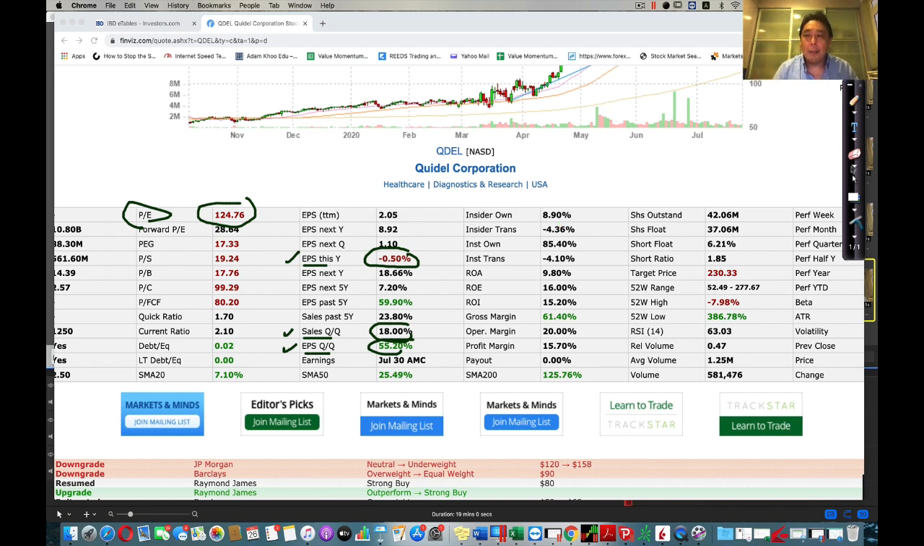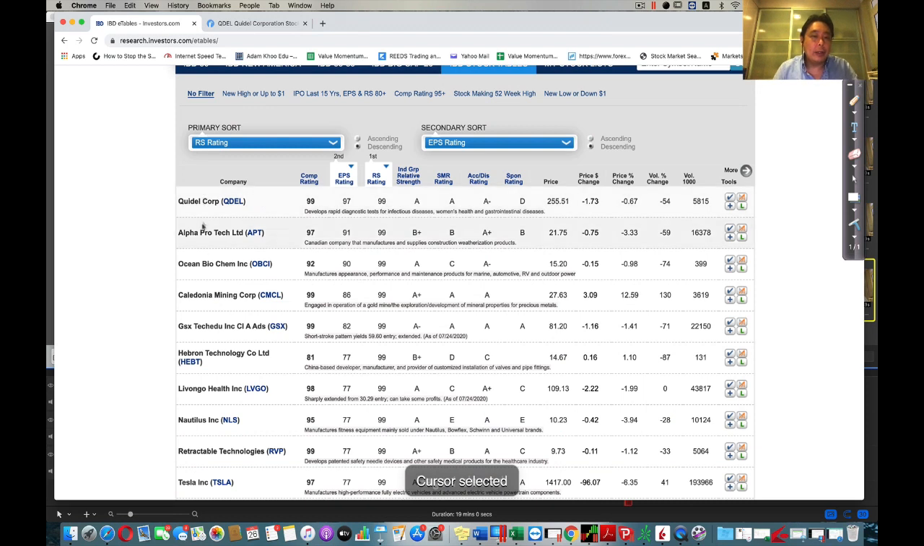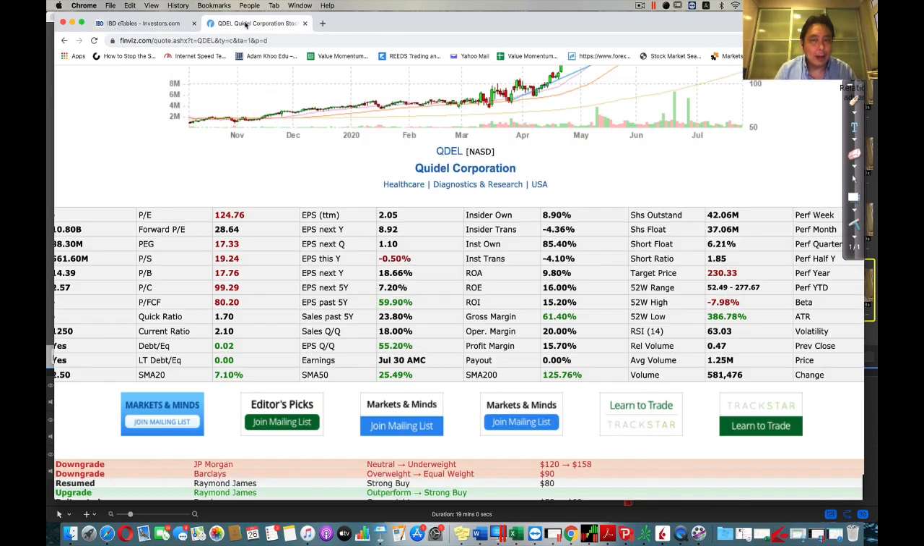Now, how about the next one? The next one is APT, Alpha Protect. So again, this has a relative strength of 99. So again, it's a very strong momentum stock, but it's cheap. Let's check it out, okay?